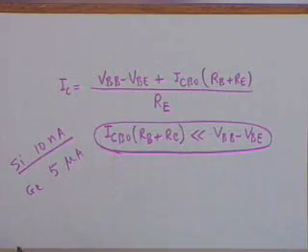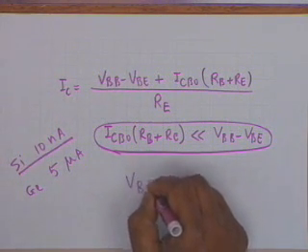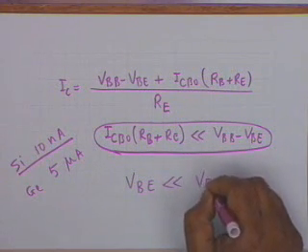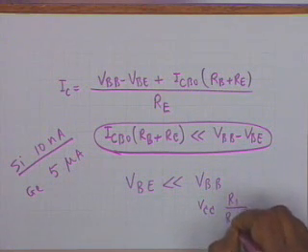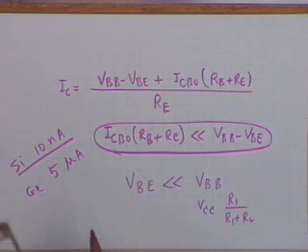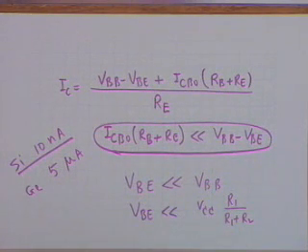Finally, the devil is VBE, which decreases at the rate of 2.5 millivolt per degree C. How do you reduce the dependence on VBB? VBE, obviously what you should do is VBE should be much less compared to VBB. And how do you obtain this? VBB is VCC R1 by R1 plus R2. You must choose your R1, R2 and VCC such that this relation is satisfied. Okay. So these are the basic design parameters of a BJT.